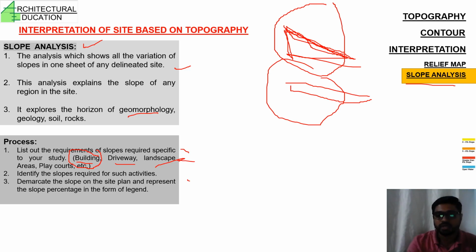We have to identify what are the slopes required for a building, what are the slopes required for a driveway, what are the slopes required for a landscape area and play court. Don't worry, in the next slide I'll be explaining what the slopes required for each are on a general basis. You can definitely cross check it with TSS, and wherever you find alteration you can apply it in your designs. Identify the slopes required for each activity. Demarcate the slope on this site plan and represent the slope percentage in the form of a legend. So we'll definitely see a best example out of it.